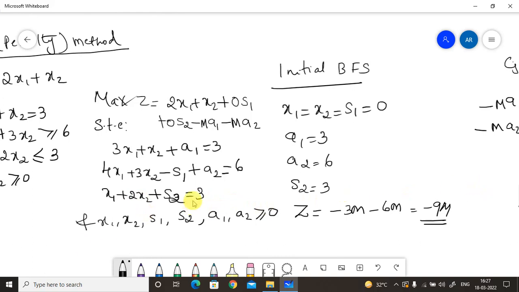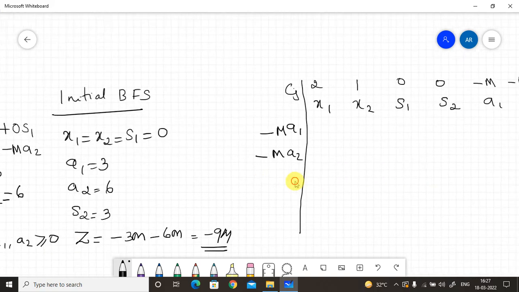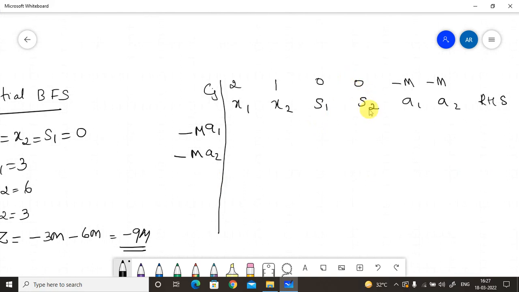In that case, what do we have? S2, right? So we'll write S2 as 0 S2. Okay, so I will write it as 0 S2, 0 S2. Now you can fill all the constant values in this column. So first I will write all the first constants, that is 3.